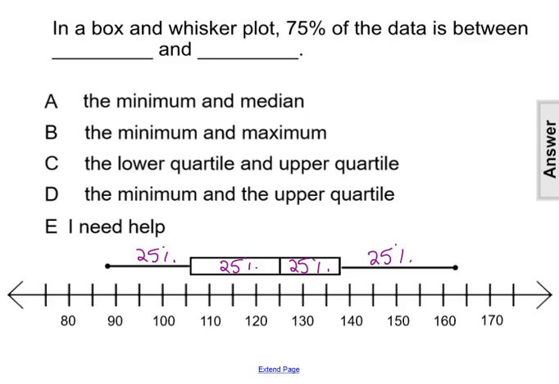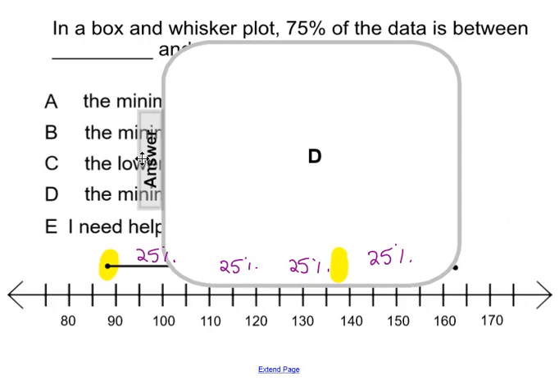Finally, let's look at choice D. We're comparing what's in between the minimum and the upper quartile. So here's the minimum, and here's the upper quartile. And as you can see, in between those two measures, we have 25% plus 25% plus 25%. We have our 75%. So in a box and whisker plot, 75% of the data is in between D, the minimum, and the upper quartile.